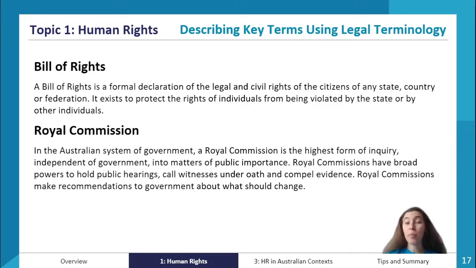So Royal Commissions have broad powers, and there's lots of different processes that can take place as part of them. You can have public hearings, call witnesses under oath, and compel evidence from lots of different sources. Royal Commissions make recommendations to government about what should change. So it's all about conducting a really in-depth investigation, lots of research into the issue, writing a report that includes recommendations, and handing that down to the government for it to consider and ideally act on.